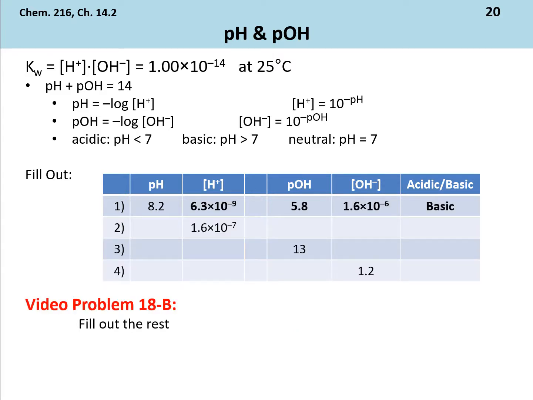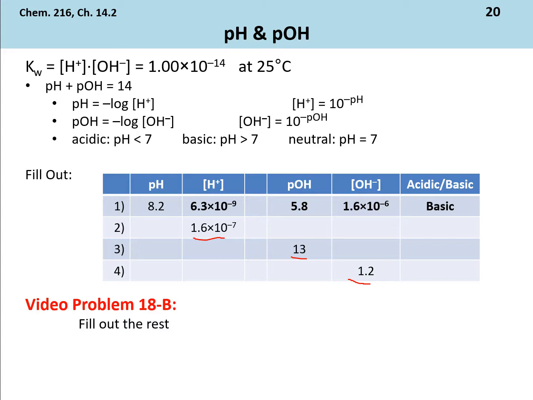All right, so you're going to go ahead and fill out the rest of these. Each one, you're given different information. In one case, you're given H plus. In another, you're given pOH. And in the other, OH minus. You're going to use these equations to figure that out. By the way, at the end of this section, I'm going to have a little chart that is really helpful for doing this.